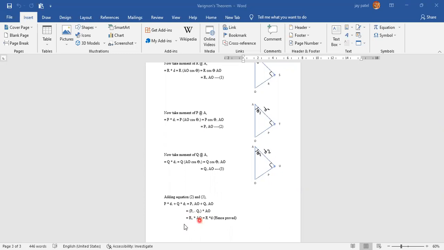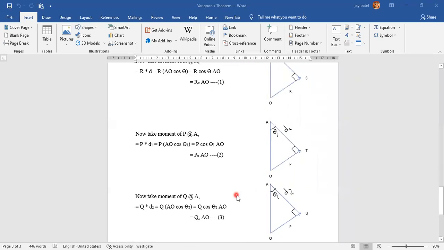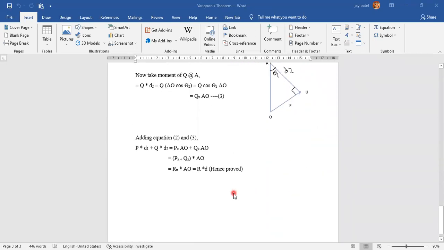What is Px plus Qx? Rx. Rx AO is nothing but R into D. Hence proved. Is it clear or not? Please confirm. Any question? This is Varignon's theorem. I hope it is clear to all of you. Is there any question? If you have any question, you can ask.